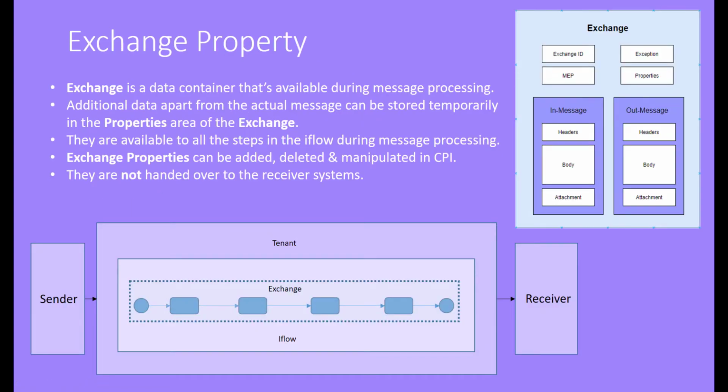Exchange property. It's a storage area present inside the exchange that's available during message processing. Developers can use this temporary storage space to store, delete, and manipulate all kinds of data, even the whole payload. As you can see, data in the exchange is available to every single step of an iflow, but can never be transferred out of an iflow or handed over to the receiver system.